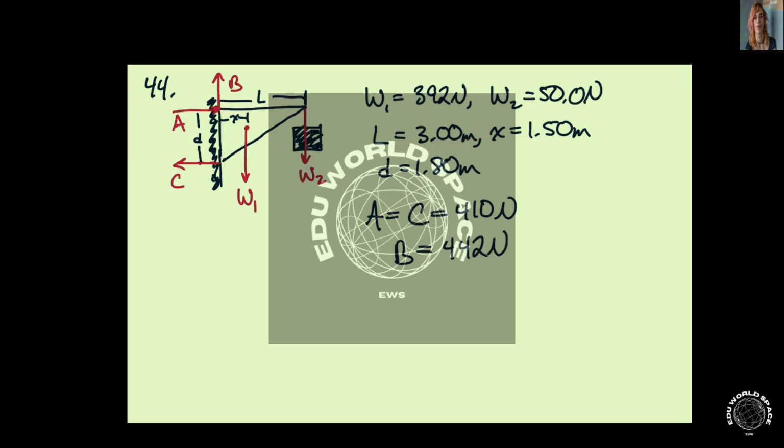Then they ask us to solve this. So we have three equations and three unknowns, and we can just do some algebra, and we get obviously that A equals C, and they are both 410 newtons, and then we can find B, and that is 442 newtons.